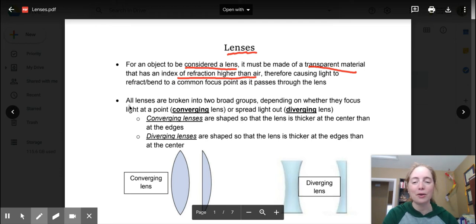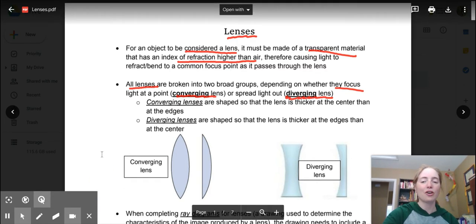Okay. Now, all lenses, ladies and gentlemen, they're broken into two groups depending on whether they focus light at a point. So a converging lens does that, or if they're going to spread out the light or scatter it a bit. So that's our diverging.